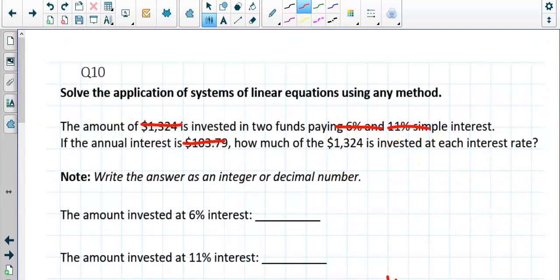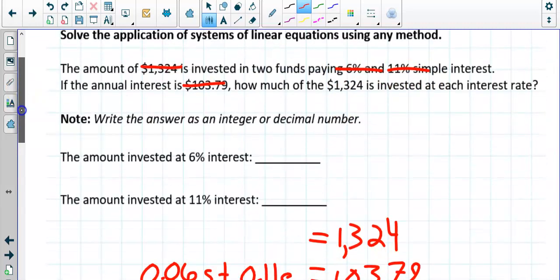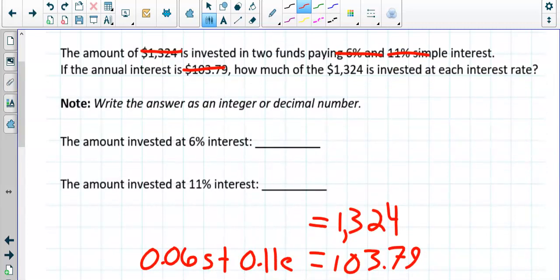What do you notice? I've used all the numbers. What's the other equation going to look like then? S plus E. Which again makes sense, because what are the S and the E about? The money you're putting in. I'm putting so much money in at 6%, and so much money in at 11%. That better be the total amount of money, the 1,324. This is all about money, money, money. Interest, interest, interest. The equations make sense with what you have in them.